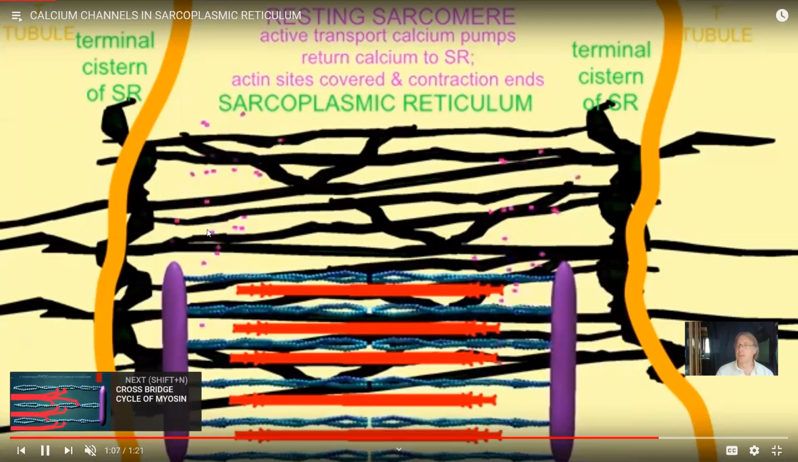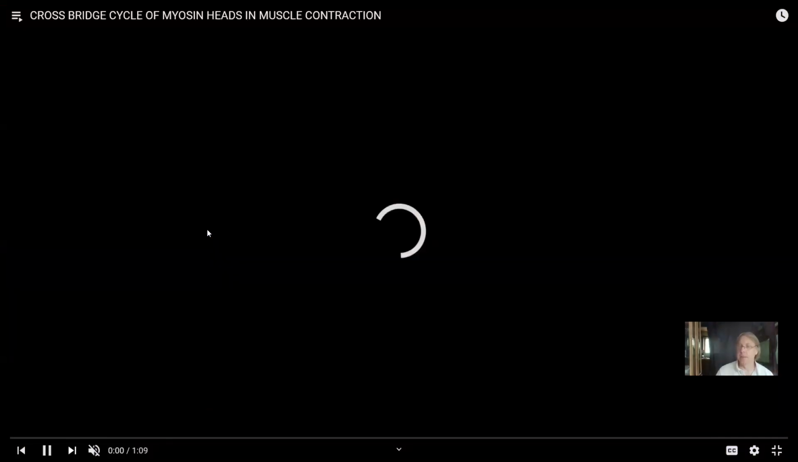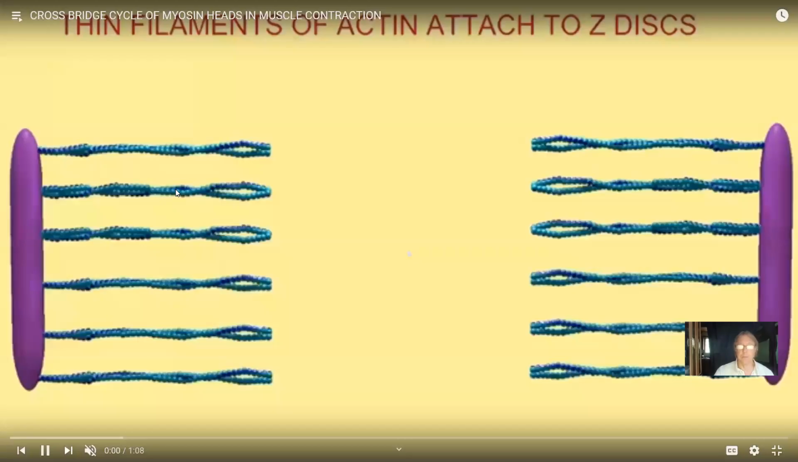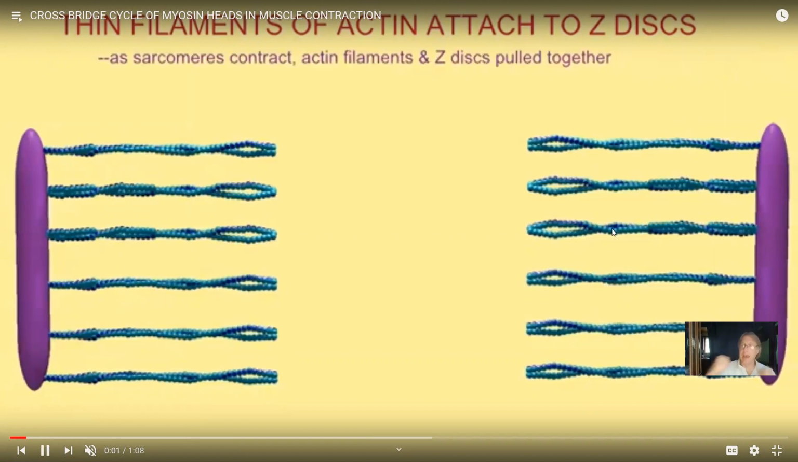Okay. So the way that the sliding filament theory will initiate a contraction is that at rest, the active sites of actin are covered by tropomyosin and troponin holds it in place. When calcium is released from the SR, it will bind to troponin. This moves tropomyosin out of the way. And now the active sites can attach the pivoting heads of myosin, and myosin can pull on them.